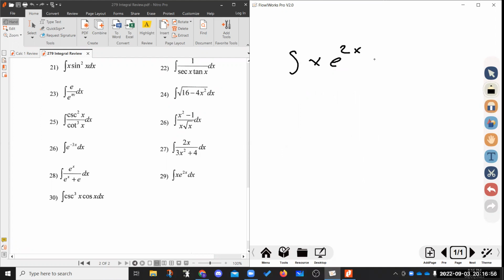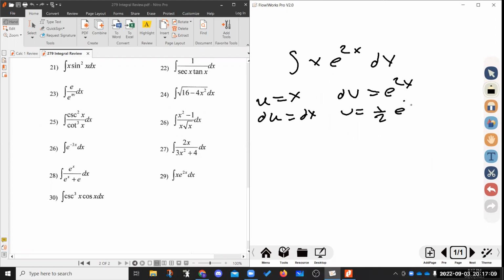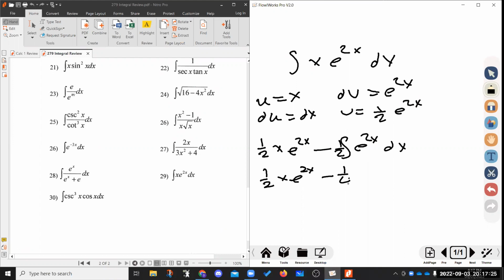X e to the 2x dx. U is going to be x. dv is going to be e to the 2x. du is going to be dx. V is going to be 1/2 e to the 2x. uv minus the integral of v du. Going to be 1/2 x e to the 2x minus 1/4 e to the 2x plus c.